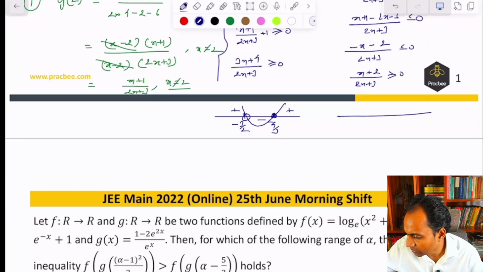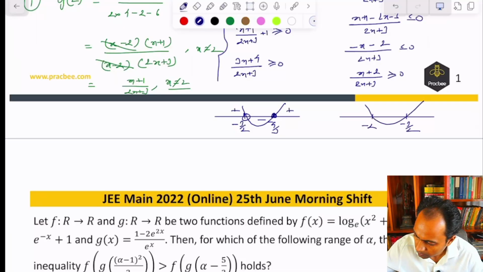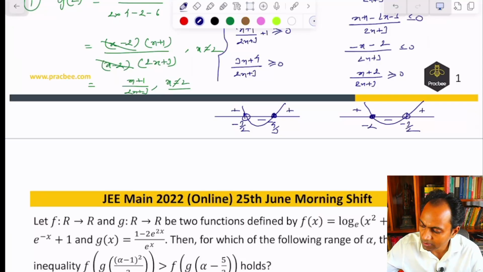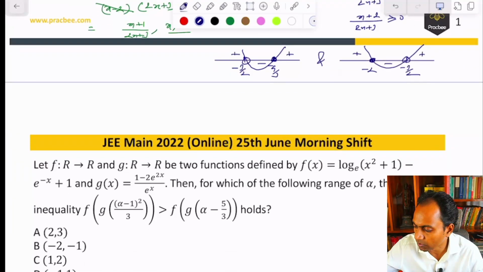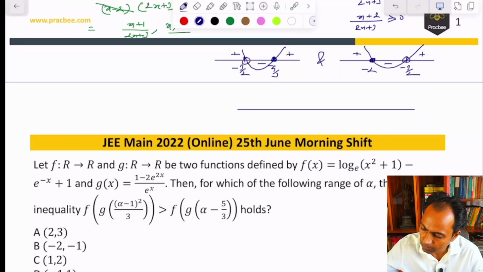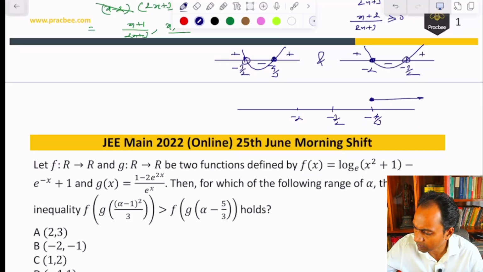Now if you draw the wavy curve for this part, there would be minus 2 and minus 3 by 2, with signs plus, minus, plus. The numerator part can be equal to 0, denominator is not 0. Now what needs to happen is this and this, so we need to take the intersection of both of these solutions. So if I draw them on the same number line, you have minus 2, minus 3 by 2 and minus 4 by 3. So now you can see that the first solution says that it needs to be greater than minus 4 by 3 and smaller than minus 3 by 2.